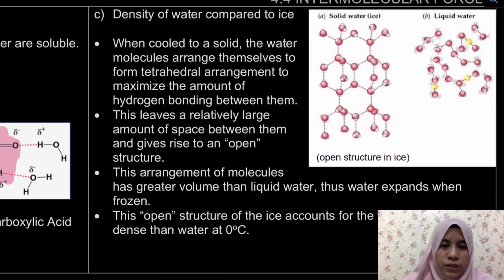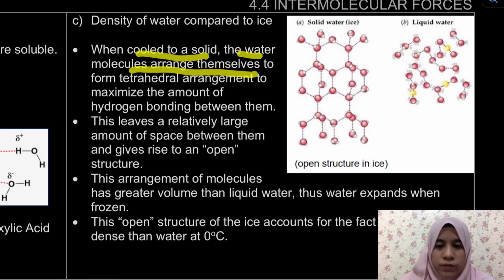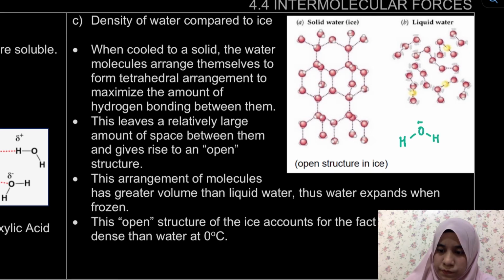Okay, and last but not least is actually we're going to look at the case of density of water compared to ice. Okay, so when cooled to a solid, the water molecule arrange themselves to form tetrahedral arrangement to maximize the amount of hydrogen bonding between them. Okay, so yang inilah sebab kalau kita tahu water itself, water ni H, oxygen, H. So this is a bent shape. This is actually our molecular geometry.